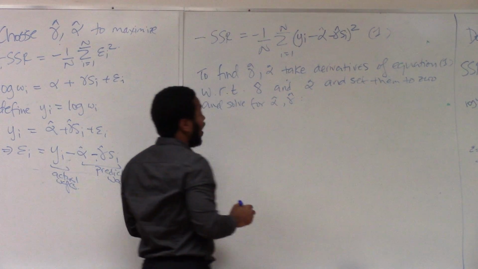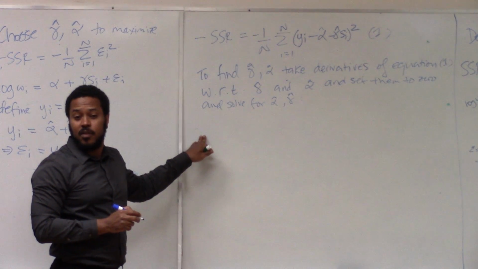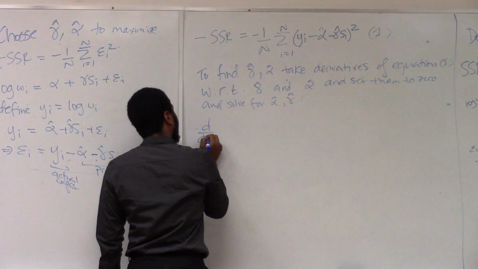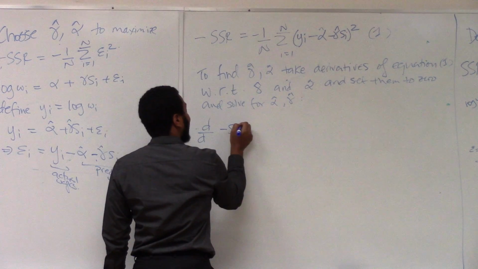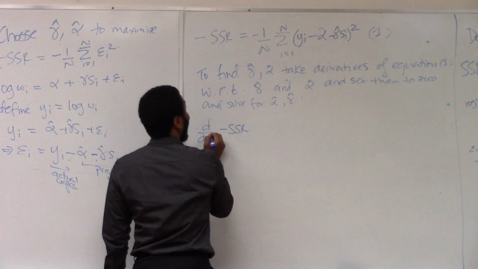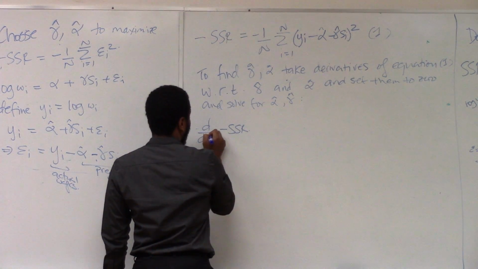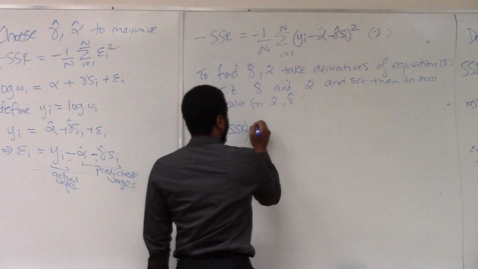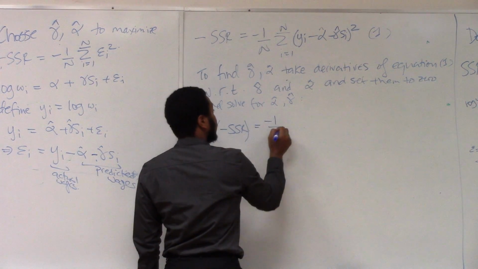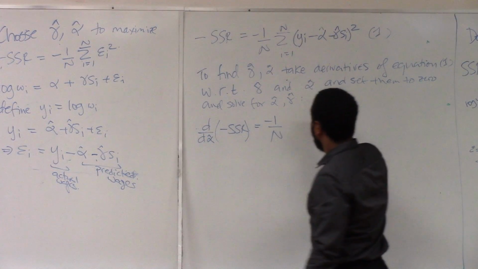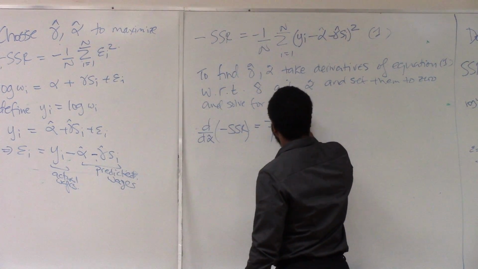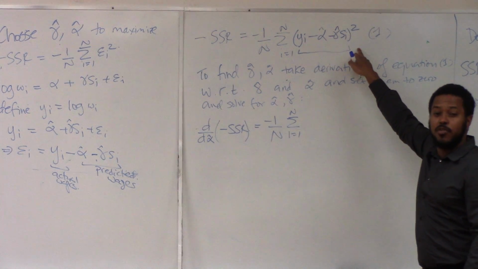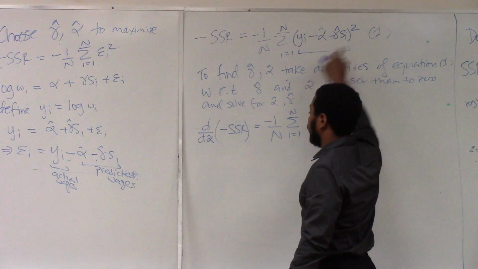Okay. Everyone with me so far? And let me know if I'm writing too quickly. So let's take the derivative of minus SSR with respect to alpha hat. Let's do that first, right? So we get a minus 1 over n. This is just a constant. We still have our sum from i equals 1 to n. And now we're going to be taking the derivative of this quantity here. What's the derivative of this quantity with respect to alpha hat?